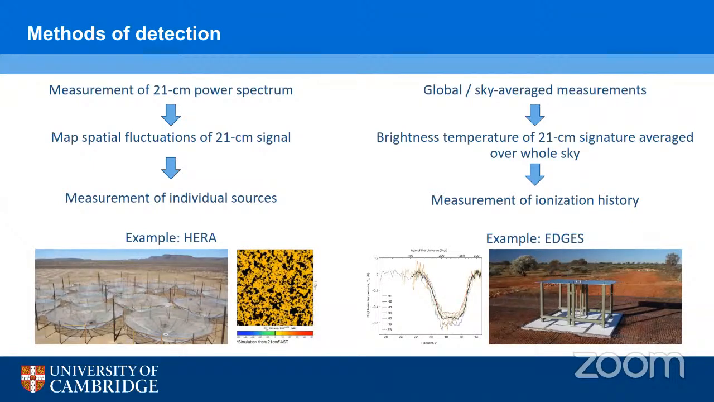On the left is HERA, and next to it is a simulation using 21cmFAST of what a potential observation using this method of detection would look like, in which we have pockets of primordial gas being radiated by the first luminous sources. Another method of detection is the global or sky averaged measurements, which would provide a bulk measurement of the ionization history of this cosmic hydrogen. And on the bottom right, we see an experiment that uses this method, which is EDGES. And next to it is the absorption profile seen by EDGES in 2018.